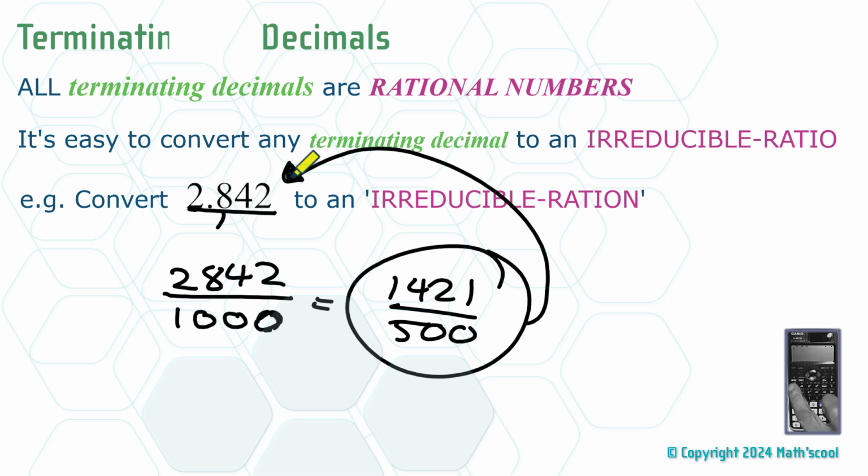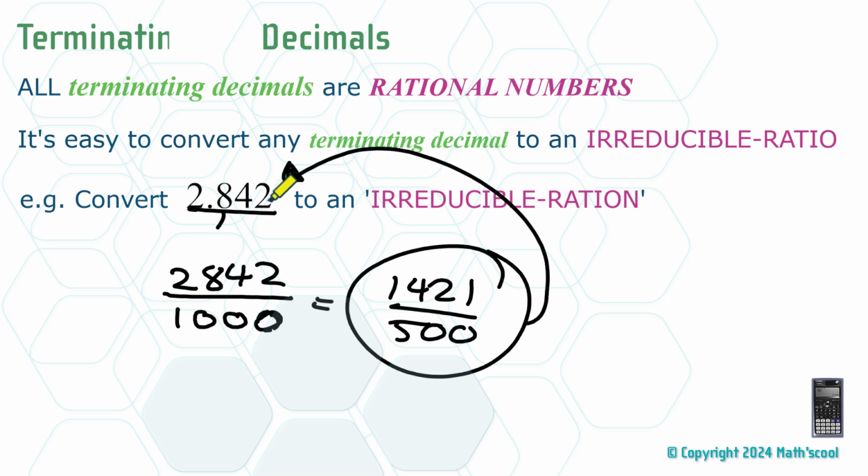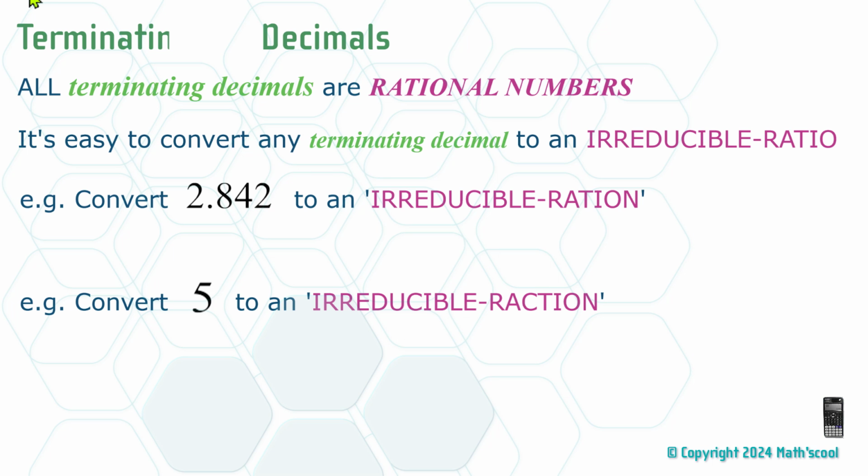If I stick 1,421 over 500 in my calculator, the calculator says, no, I can't reduce that anymore. And there's the decimal. So because it's a terminating decimal, we can always write it as a fraction. 5, just write it as 5 over 1. There we go. That's an irreducible fraction.